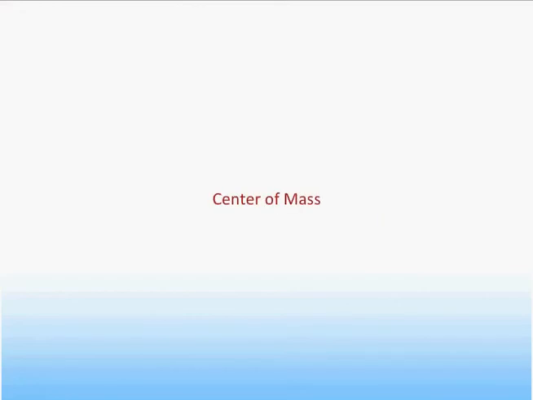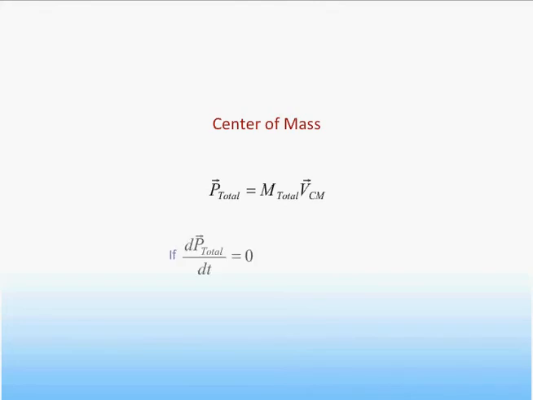We will now return to the concept of the center of mass, since we will find that it can play a useful role in collisions as well. We have already derived the important relationship between the total momentum of a system and the velocity of its center of mass. If we know that the total momentum does not change in time, for example, then it must be true that the velocity of the center of mass also does not change in time.